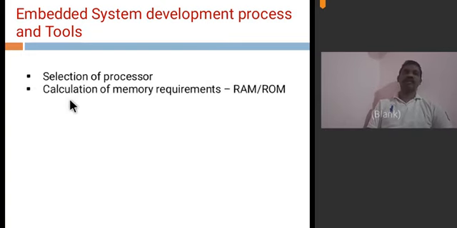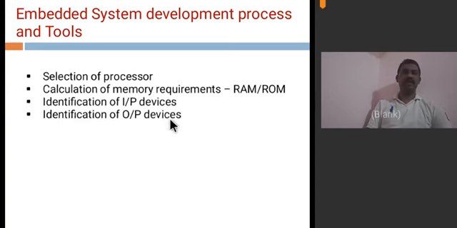Let us see what the hardware requirements are. The hardware requirements start with selection of the processor. You should select the processor. Calculate the memory requirements, that is, what memory you need for building an application, such as RAM, ROM, etc. Then identify the input devices and the output devices. What input devices do you need? What output devices do you need?